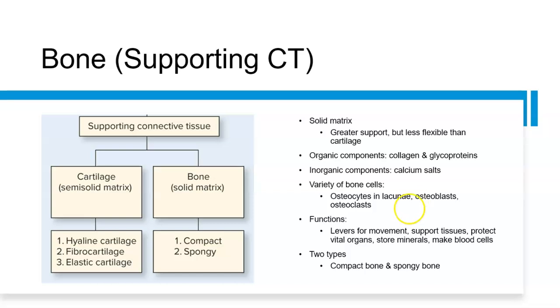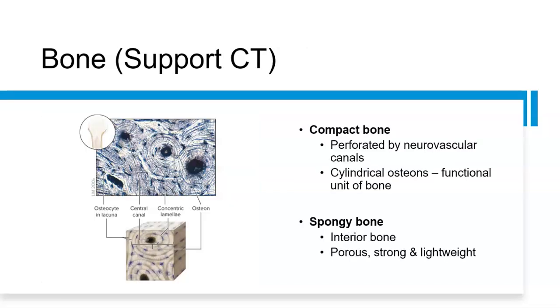So we have two primary types of bone, compact bone and spongy bone, that make up our bone tissue. Now we're going to look briefly at bone, just like with muscle and nervous tissue, because we're going to talk about these in great detail when we get to the chapters that focus on these. But for now, let's look at the two different types of bone.